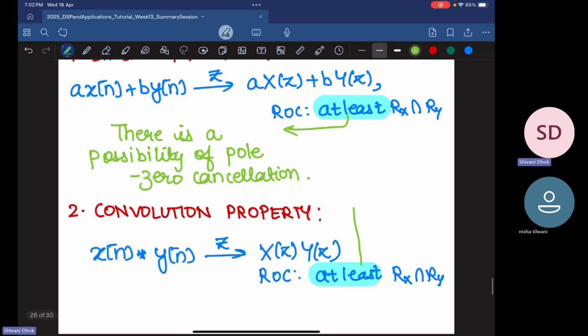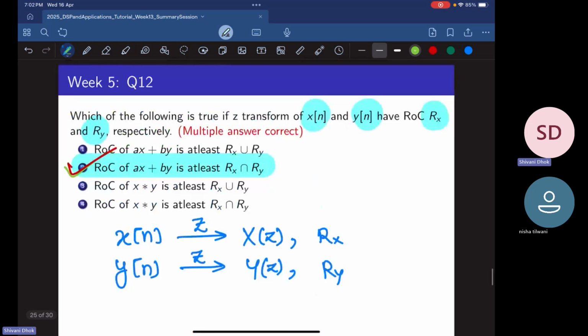That is, when we are multiplying, there might be some pole zero cancellation, so the ROC might improve or increase. For convolution also, the same ROC will come up, that is at least Rx intersection Ry. So these are the correct answers.